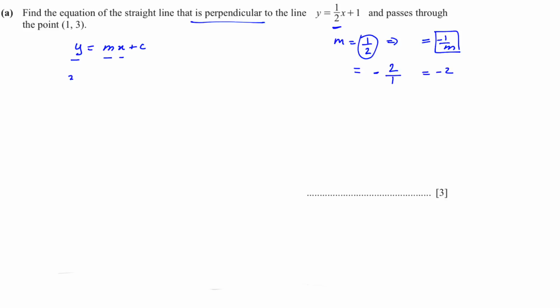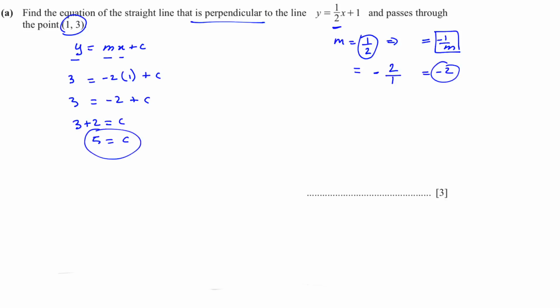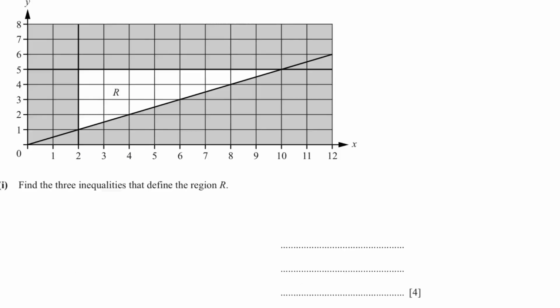Replace y with 3, gradient with -2, and x with 1. This is the point we are using. The -2 when it comes there will become +2. 3 plus 2 is c, 5. After you find your m and your c, we just replace it in the equation of the line. So y is equal to -2x plus 5.